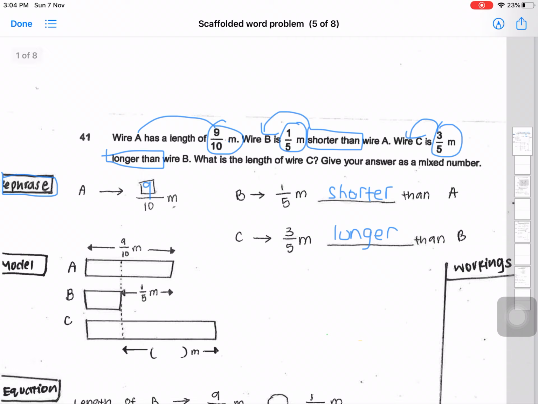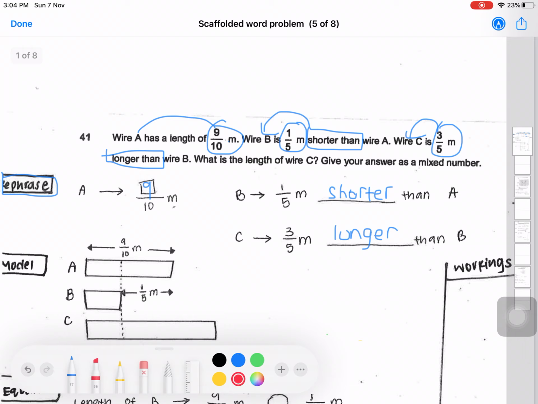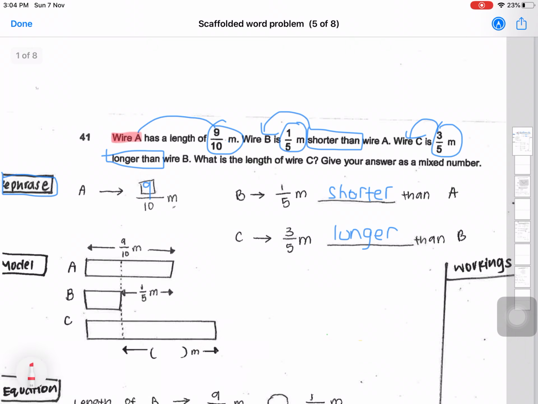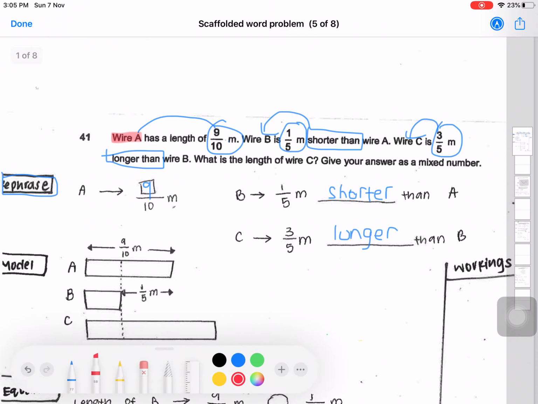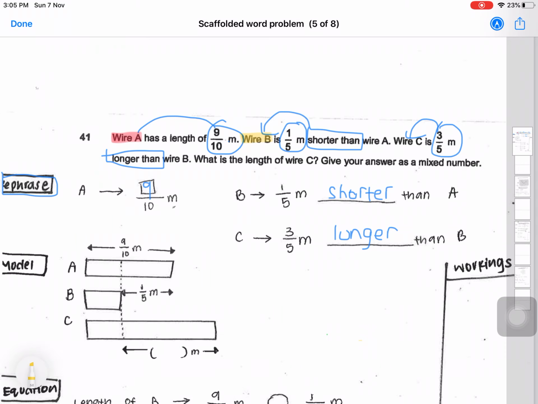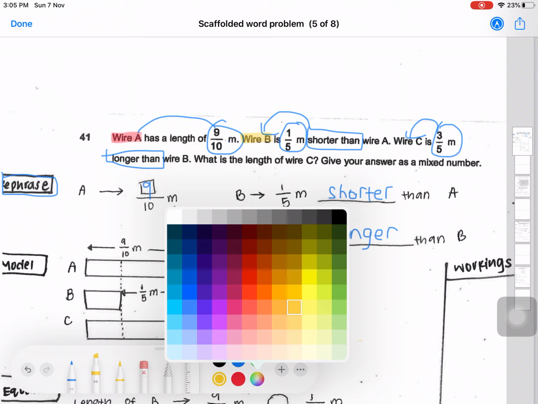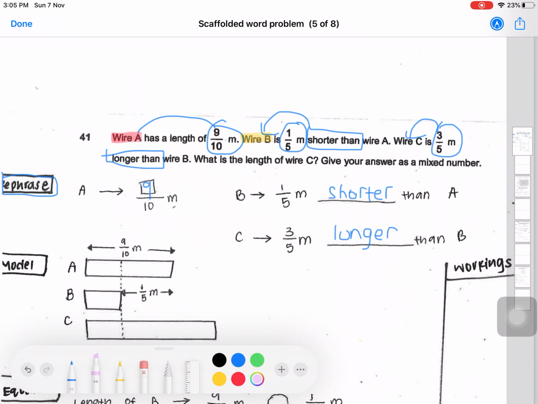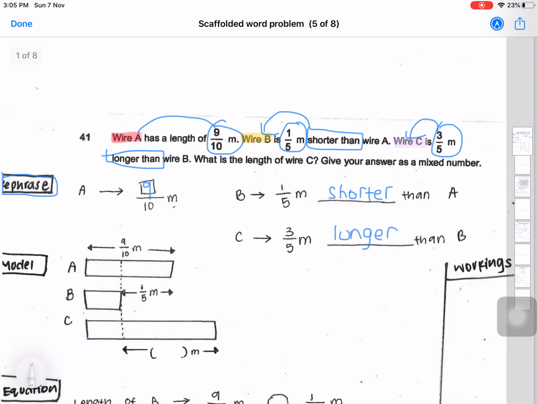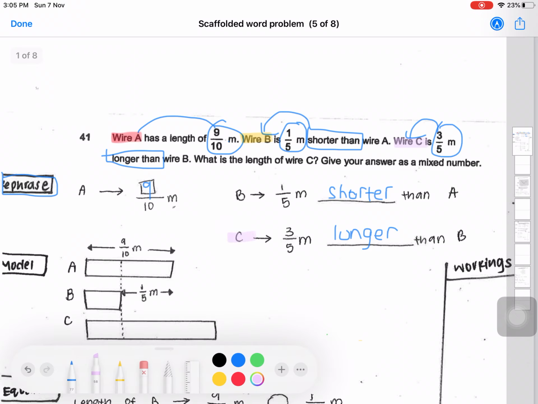So now I am going to highlight different wires with different colors. Let's use red for wire A. Let's use yellow for wire B. And let's use pink to represent wire C. C, B, and A.